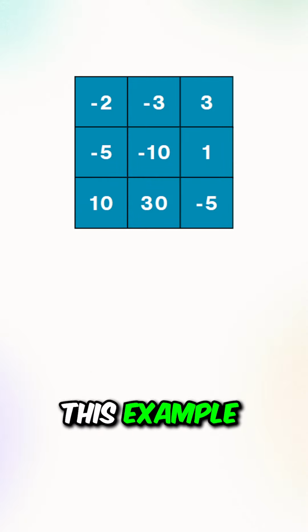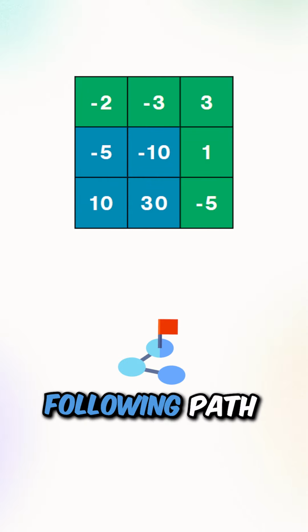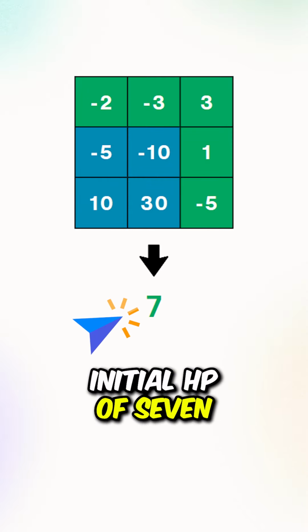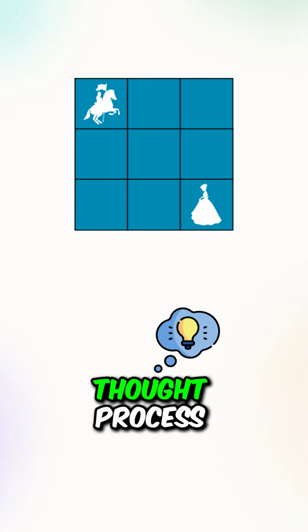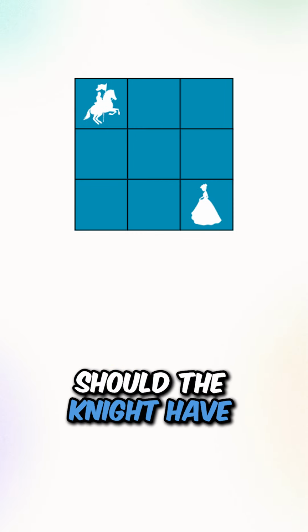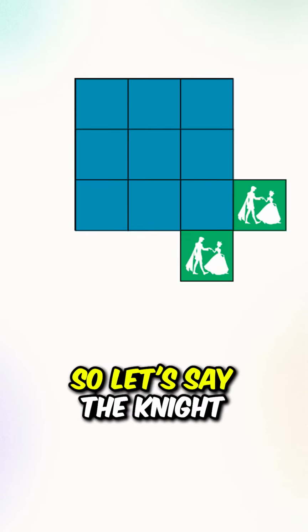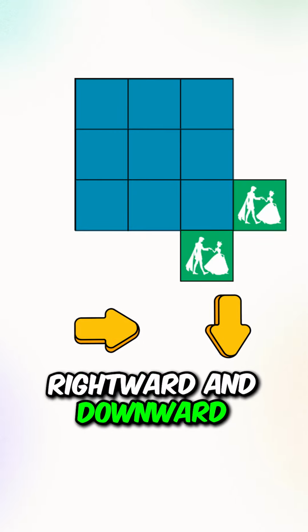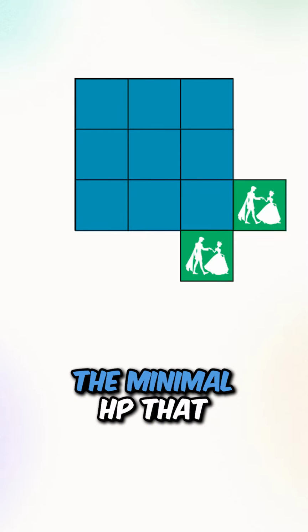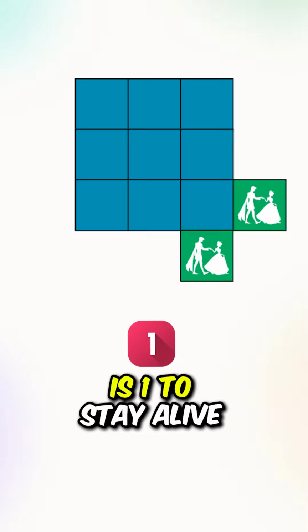Let's say we are given this example, the knight can take the following path with the minimal initial HP of 7. Let's go over the thought process. Now, what HP should the knight have after saving the princess? So let's say the knight continues to move rightward and downward after saving the princess. The minimal HP that the knight should have is 1 to stay alive.